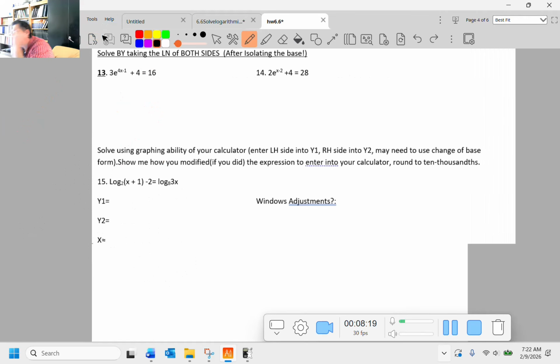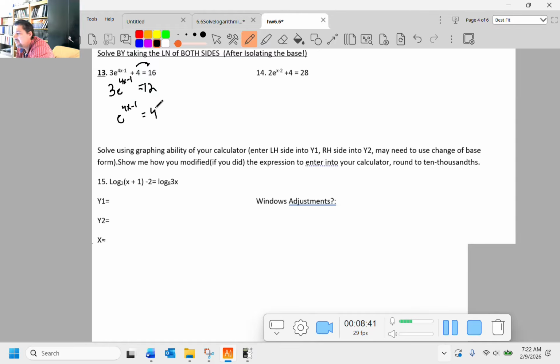All right. 13 is marked. You're supposed to solve this by taking the natural log of both sides after isolating the base. You always isolate. Some of y'all ain't figured that out. You need to. So what I did is I subtracted 4 from both sides. And now I'm going to divide out the 3.